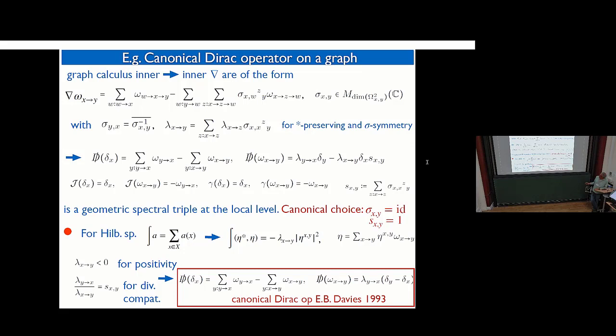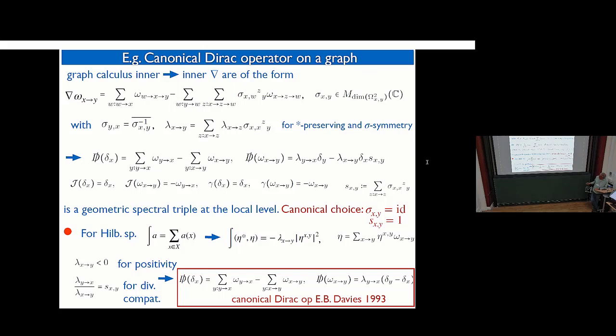Now, for the Hilbert space structure, I haven't explored it too much. I've just taken the simplest counting measure. You could put in more weights and play around with it. If you just take the counting measure here, then this is what the extension to one form looks like, and I want that to be positive. So that means you want the lambda xy to be negative. Although I said all the HIs in my previous talk were positive, in fact for this construction they will be negative, but only the ratios enter anyway. In terms of the coefficients of eta, you write the coefficients of eta like this. And then the requirement for being divergence compatible turns out to be this.